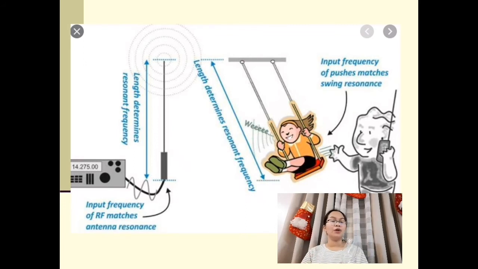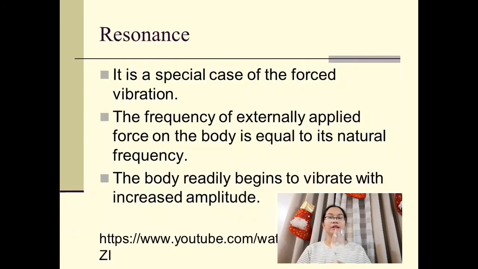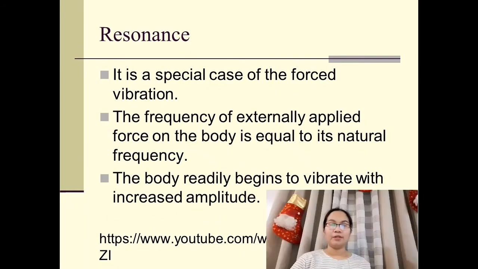Okay. Now another demonstration is this. For example, I will produce sounds, and as I have mentioned, this has natural frequency. So let's have another property of sound, which is resonance. It is a special case of forced vibration. The frequency of externally applied force on the body is equal to its natural frequency. So there's a tendency that you will meet the natural frequency of the object. Then the body readily begins to vibrate with increased amplitude. So I'll show you examples of this.